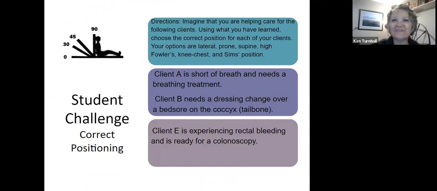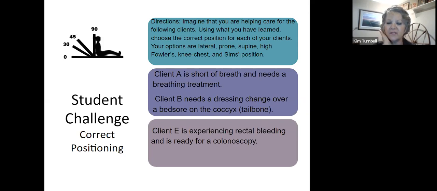A couple of the other things that we have done as showstoppers, where like Linda said, sometimes they get the glazed look, like, okay, I'm done thinking, I'm not really paying attention. All right, so stop that moment, and we're going to do a little student challenge. So this one is basically a little written scenario. After you've talked about the different positioning and what you would use them for, you're going to throw out these little client scenarios. For client A, he's short of breath and needs a breathing treatment, what's the best position you would put him in?